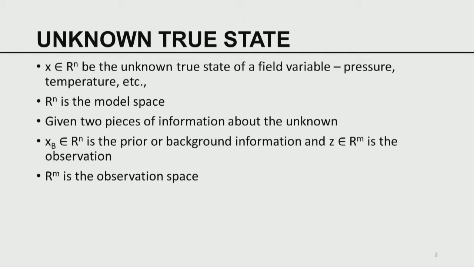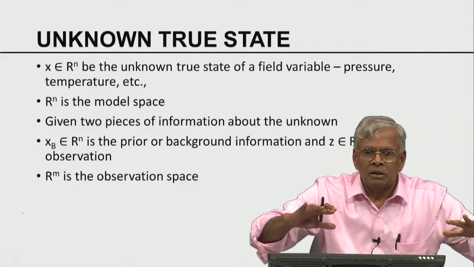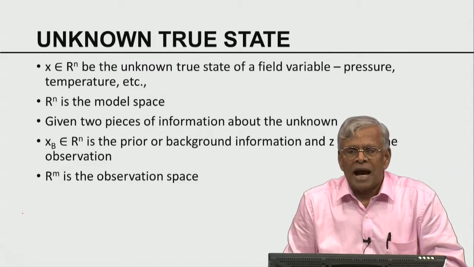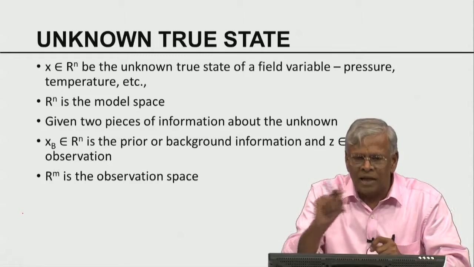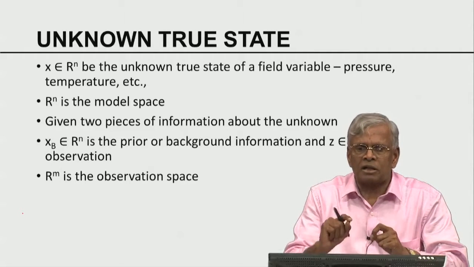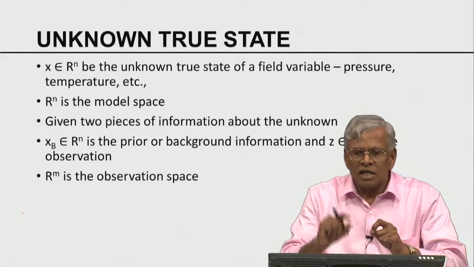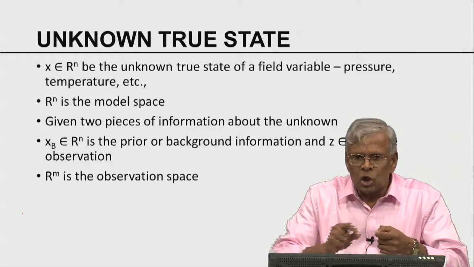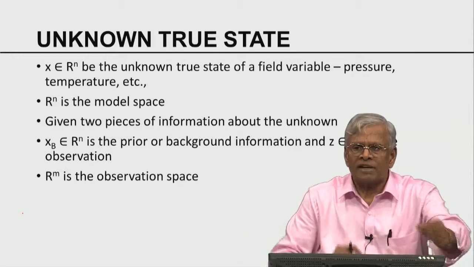What is the idea? The underlying idea in 3D data simulation is always that I would like to be able to estimate the unknown true state of a field variable. So, I have a spatial domain, I have a grid embedded in the spatial domain, I have numbered the grid 1 through n. At each of the grid points I have a pressure value or temperature value. At each grid value I am interested in a scalar variable. I am going to collate all the values and create a vector x.